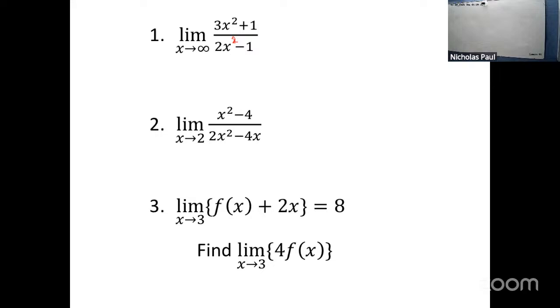Any answers to number three yet? All right, nice. I'm going to do them just now.